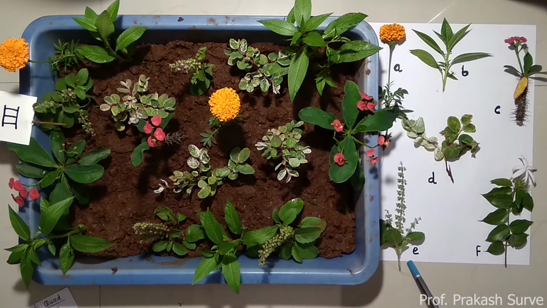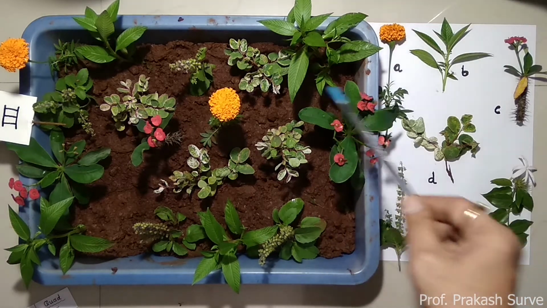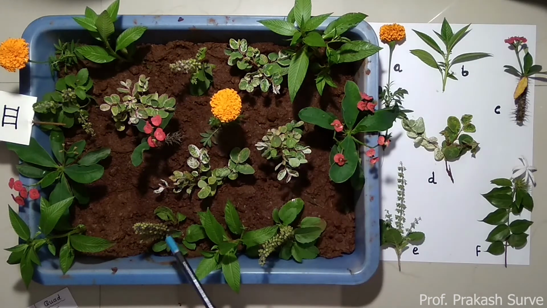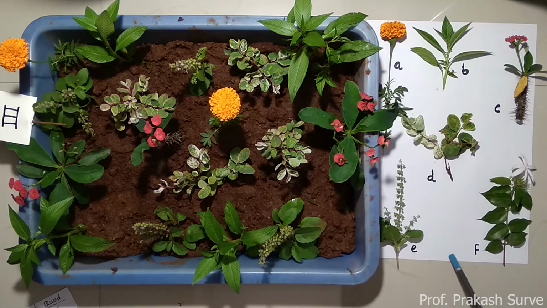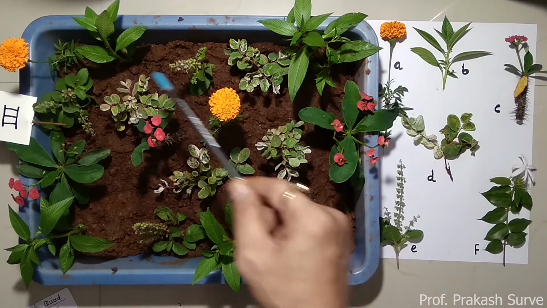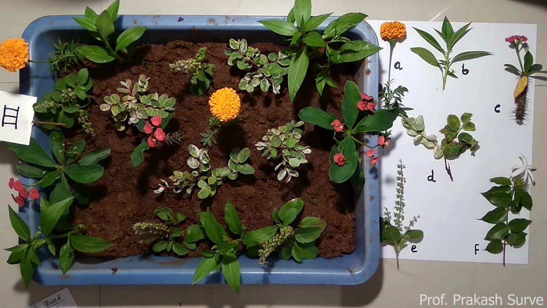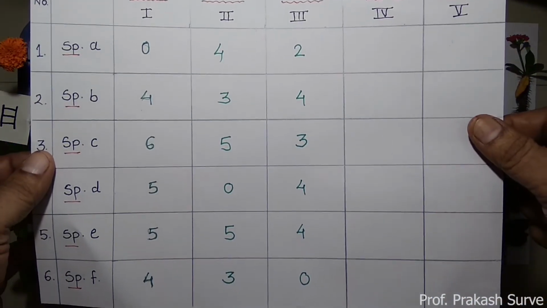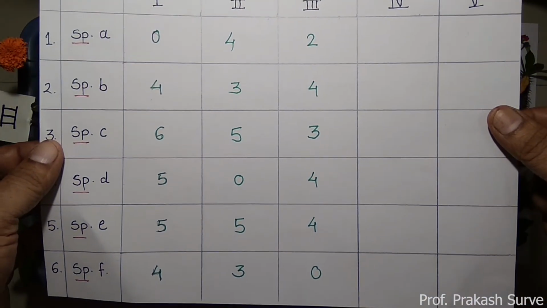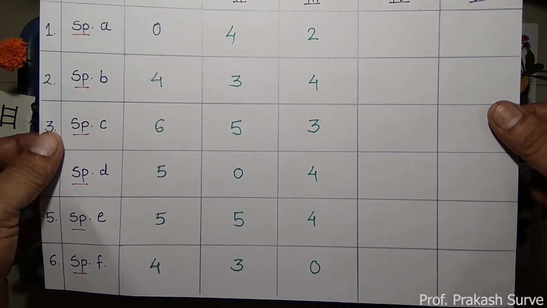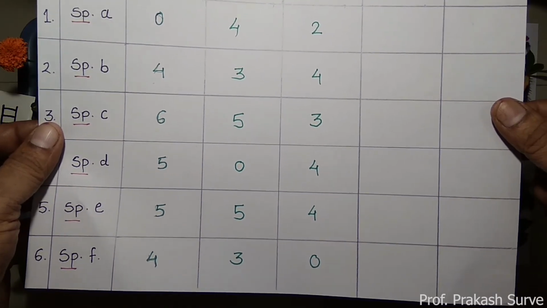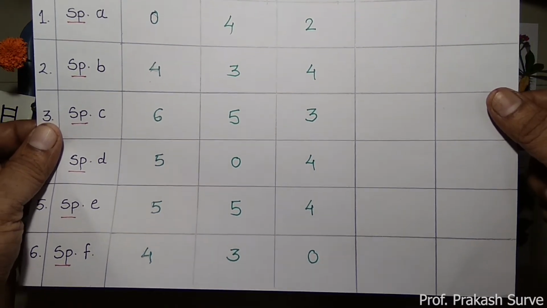Then species E, 1, then here 2, then 3, and then 4. So like that 4 I will mention here. Species F plant I am not finding here, so for species F I will write 0. So like that here we got the result of the third quadrant: species A2, B4, C3, D4, E4, and F0. Okay, so now we'll go for the next quadrant.